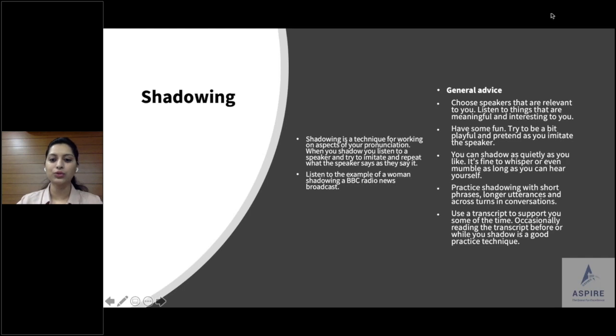This is a really useful technique. Shadowing is a very useful technique in case you want to better yourself at speaking. It is something you do for practice. Shadowing is a technique for working on aspects of your pronunciation. When you shadow, you listen to the speaker and try to imitate and repeat what the speaker says as they say it.